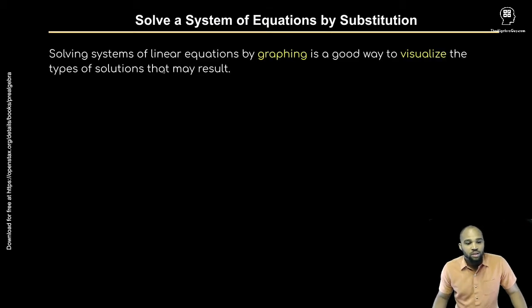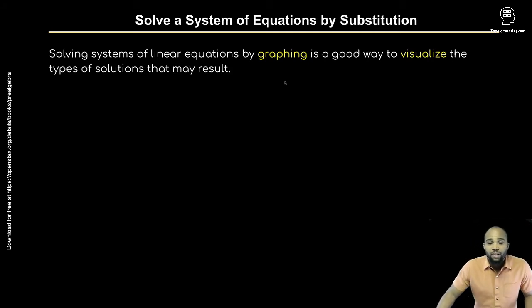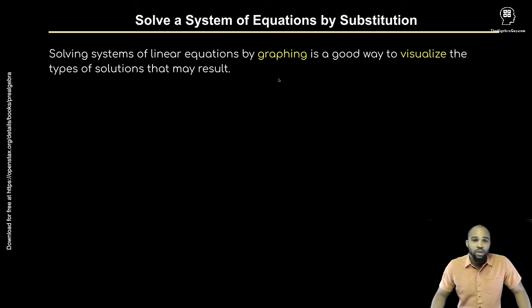Alright, so solving systems of linear equations by graphing is a good way to visualize these two solutions. We talked about there's three types of solutions you can have. One solution where they cross at an intersection, another where they're parallel and there's no solution, another where there's an infinite number of solutions because they're the same line. You can see that really easily on the graph.